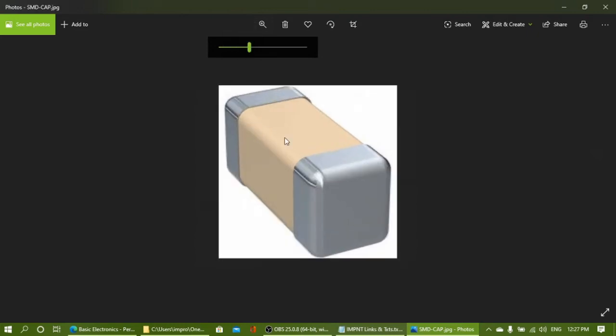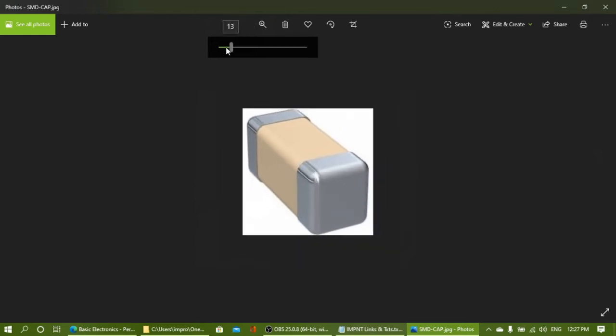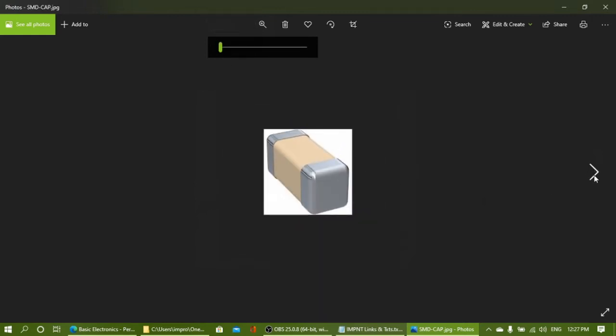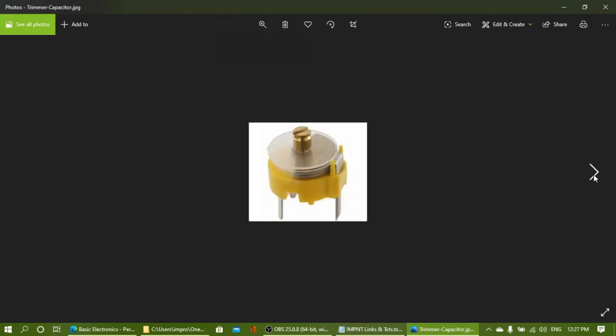And here it is not seen properly, but on this body the value is written with a code. That kind of code we have already seen, like 101, 102. I will discuss it with you later.